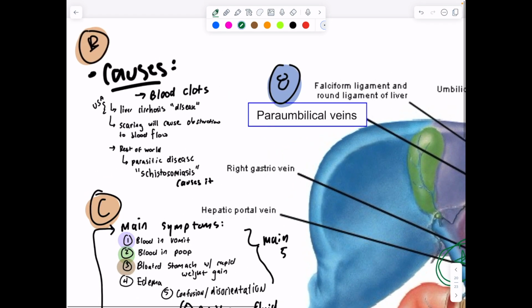There are a number of causes. We're very familiar with thromboembolism, blood clots, and liver cirrhosis, disease, scarring, which results in obstruction of blood flow. In the U.S., you typically see this cirrhosis of the liver due to drinking too much. In the rest of the world, you have a parasitic disease, which is more often causing this hypertension, schistosomiasis, a parasitic disease.